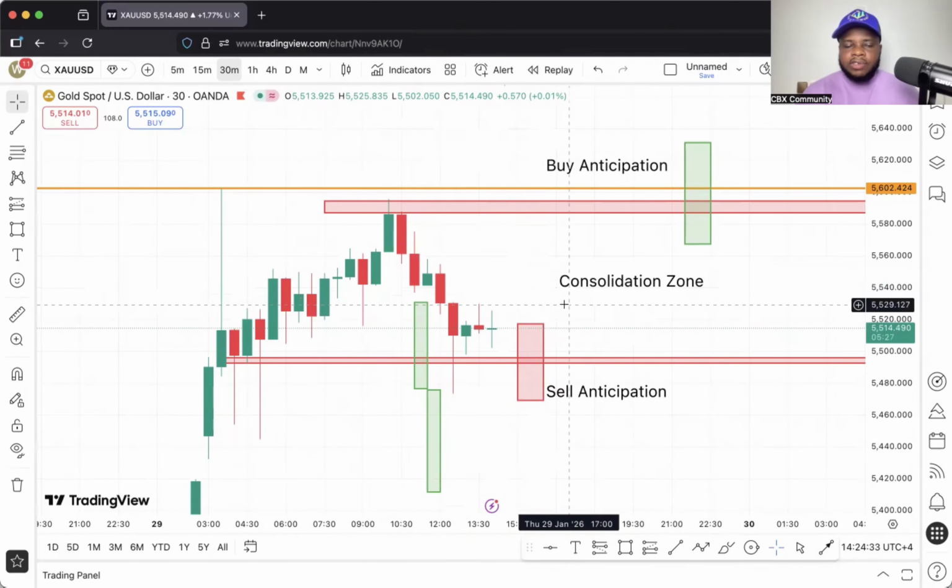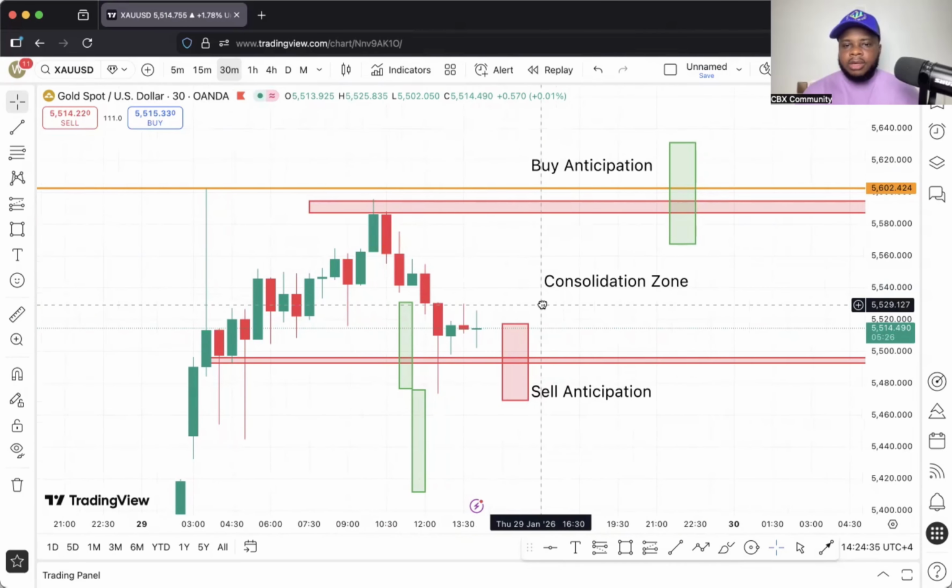All we need to do is wait patiently until we are able to identify a structure before we can decide to take a position. So right now, we don't need to do anything. We just need to be patient.